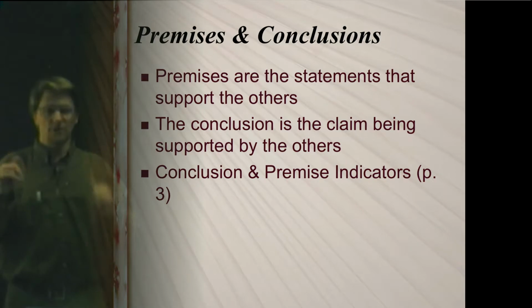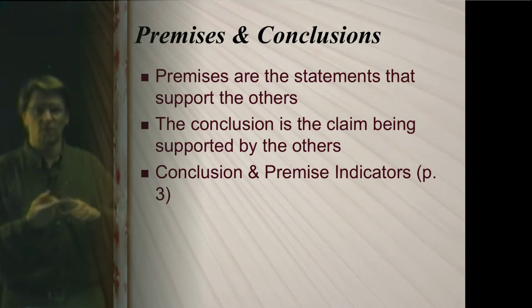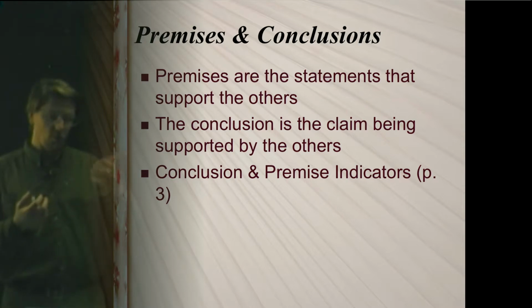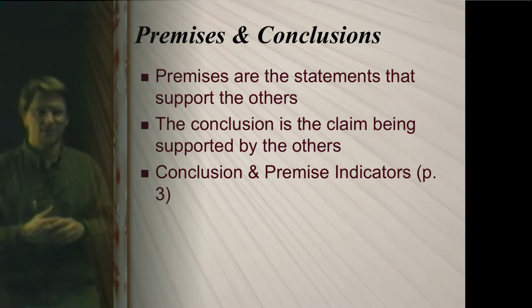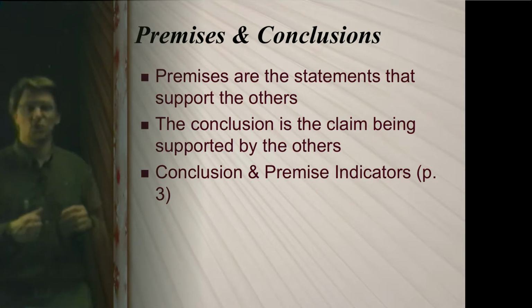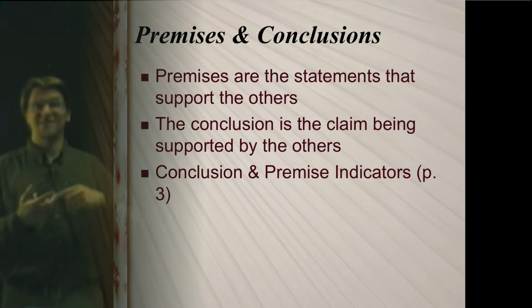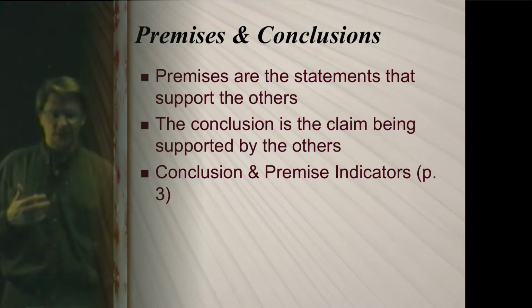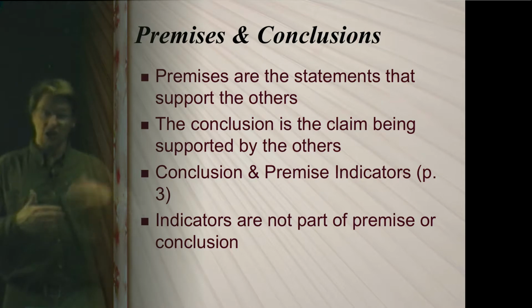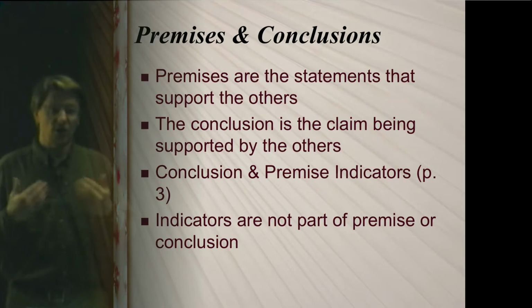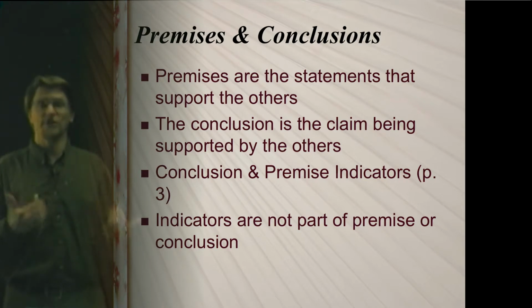There's a 3-column list there, first of all, of conclusion indicators. And these are words like therefore and thus, so, and others. And then after that, you'll see a 3-column list of premise indicators. And these are words like because and since and so on. Okay? And so what you want to know is that the indicators tell you where the premise or premises are and where the conclusion is. But it's very important here, the indicator words are not part of the premise or the conclusion.